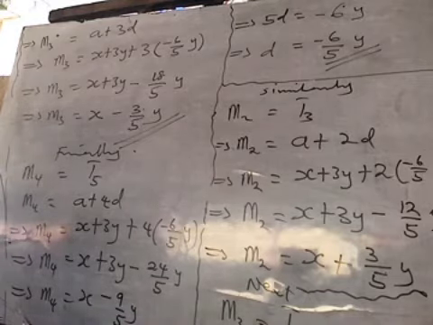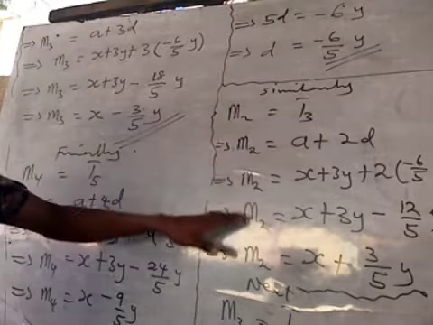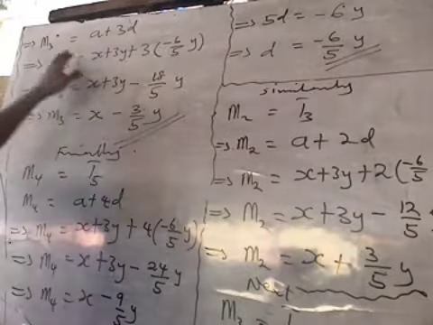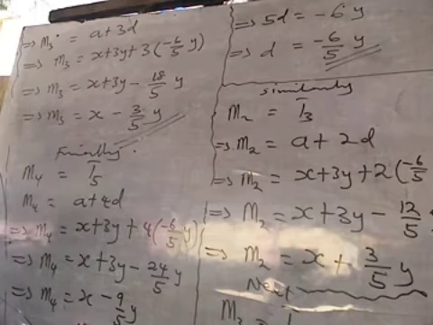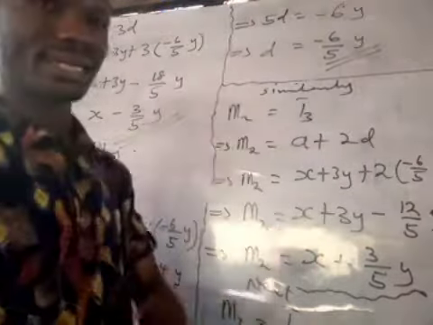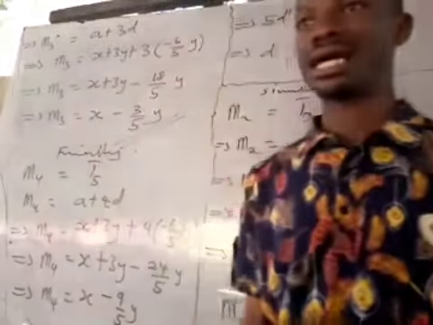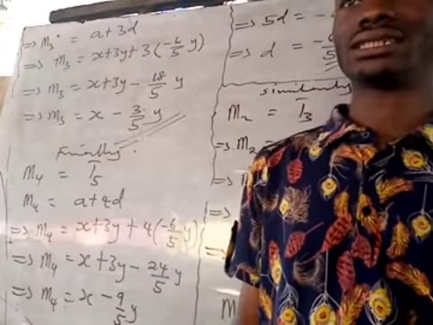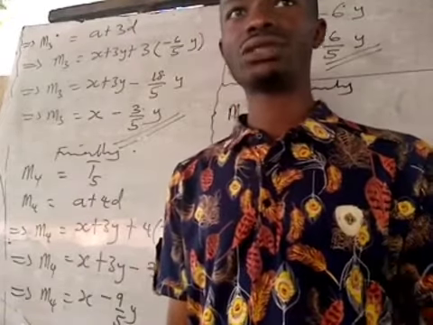So I have my M1, and this is my M2, which I solved. M3 we solved and got this. Then M4 we have solved and we got this. So you can see that we have been able to find the means that can be inserted in between the unknown number x plus 3y and the unknown number x minus 3y, so as to form a sequence in arithmetic progression. Now we are going to move to the next topic.